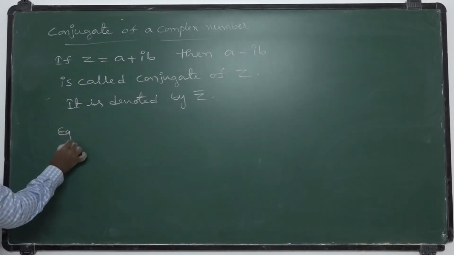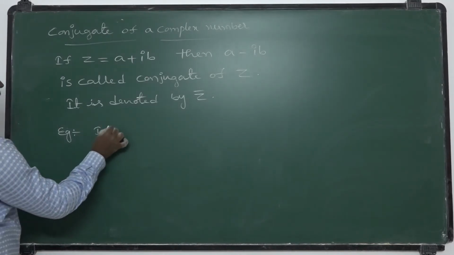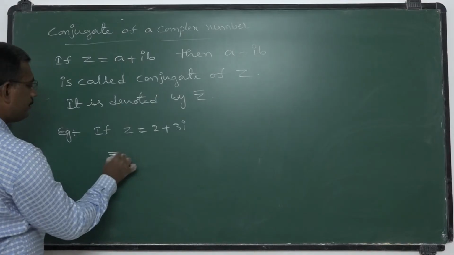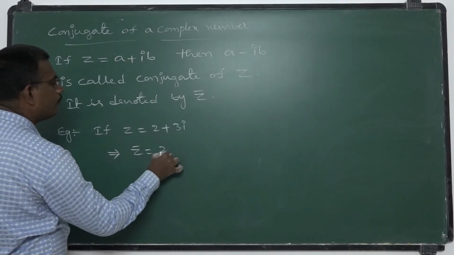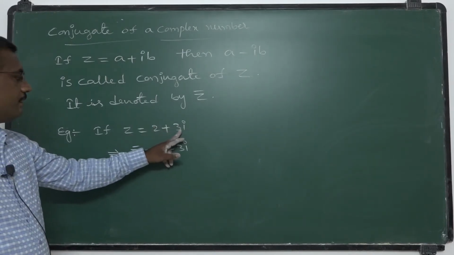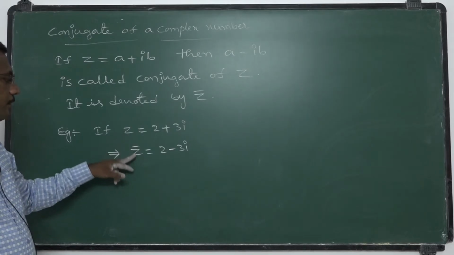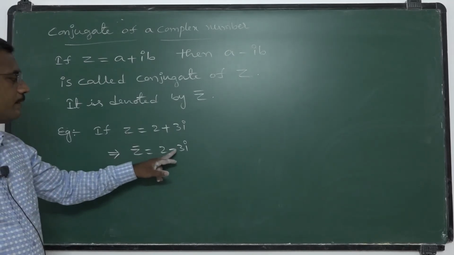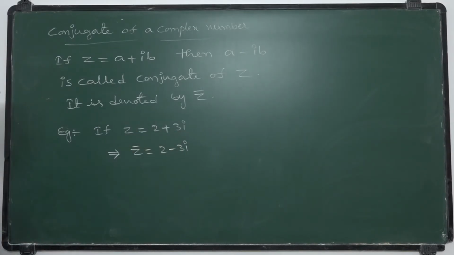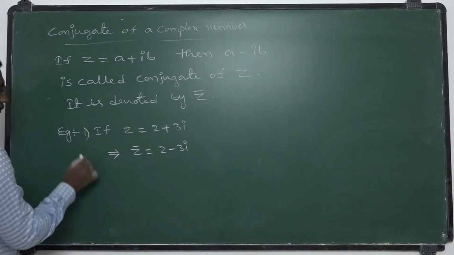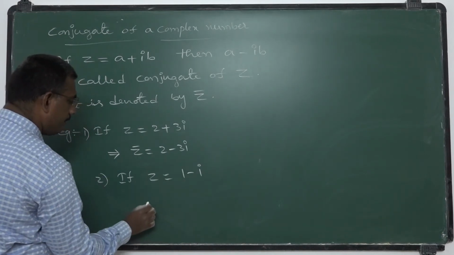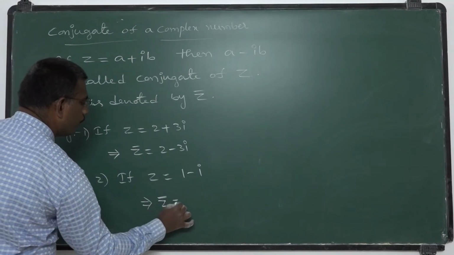For example, if z equal to 2 plus 3i, then z bar is equal to 2 minus 3i. If z equal to 2 plus 3i, then z bar means conjugate of z. So conjugate of z is nothing but 2 minus 3i. Just change the sign of the i coefficient. One more example. If z is equal to 1 minus i, then z bar is equal to 1 plus i.